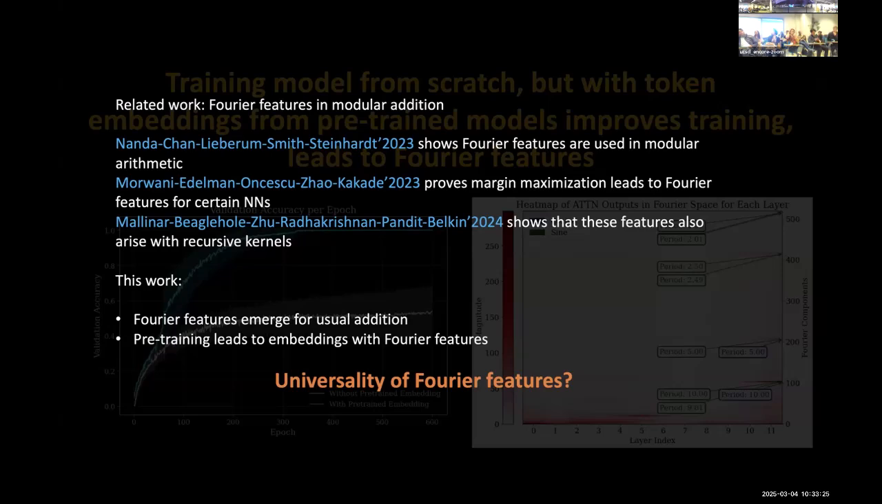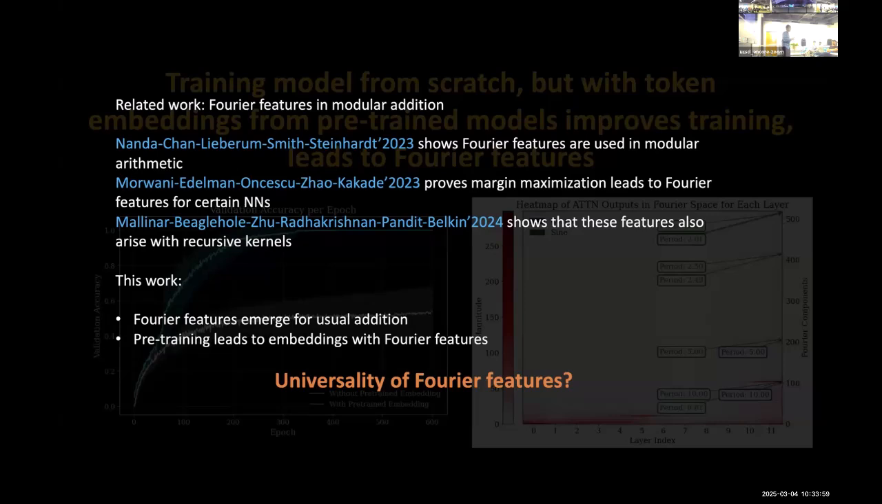I feel like somehow there are lots of settings where they come up, so I feel like there should be some universality. They come up in modular arithmetic, which maybe is not so surprising because modular arithmetic is periodic. But in our case, they come up with normal addition. There's some work which shows that they arise as solutions to some max margin problems. And they also come up with images, like these discrete Fourier transforms and so on. Somehow they seem to be natural representations for lots of different things.